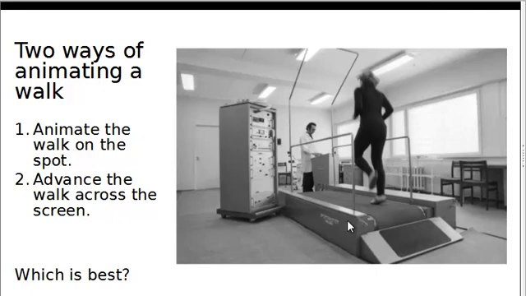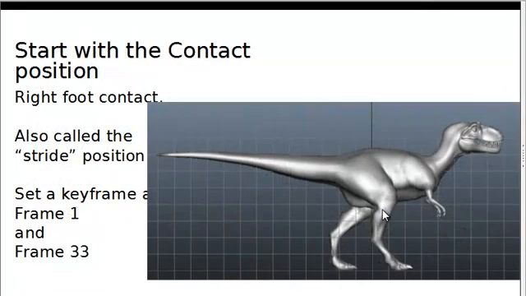In this tutorial, we're going to use the treadmill option. So we're going to animate the character walking on the spot, which means that the character's feet are going to have to animate underneath him or her while the body remains in place. So we'll start with the right foot contact position, just like in the human walk. This is also called the stride position. And we'll set a keyframe at frame 1 on all the main controls, and also at frame 33, because remember, this is a looping cycle. So frame 1 and frame 33 have to be the same.